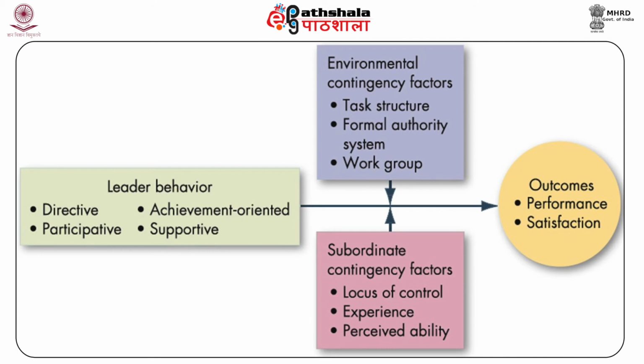The second is the personal characteristics of employees. These factors are associated with the employees themselves and partially determine how they respond to leaders' behavior. These include locus of control, experience and perceived ability. This theory identifies 4 leadership behaviors in order to highlight which leadership behaviors should be assumed by the leader in response to changing situations so as to maximize effectiveness.